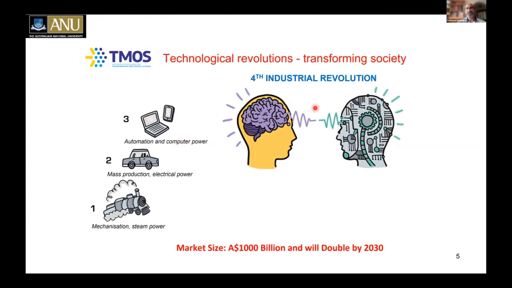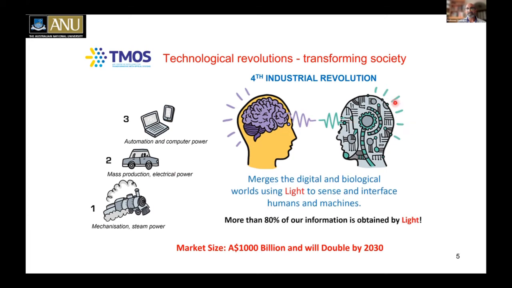So now in the fourth industrial revolution, people are predicting that the biological world and the digital world will come together, and light-based technologies are going to play an important role, particularly for interfacing humans and machines. About 80% of our information is obtained by light, for example.